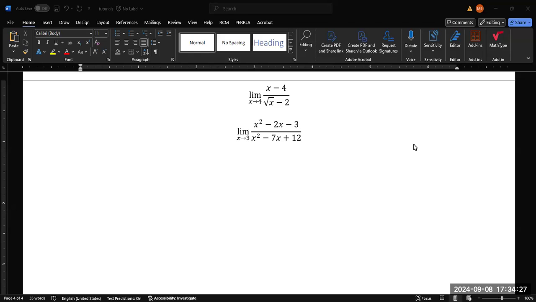But it also means that I don't have to do lots of extra parentheses in order to get it all into a single expression. So my top function, again, I'm looking at this one, is going to be this value squared minus 2 times this value minus 3.